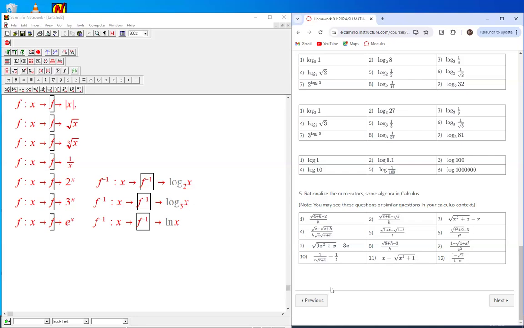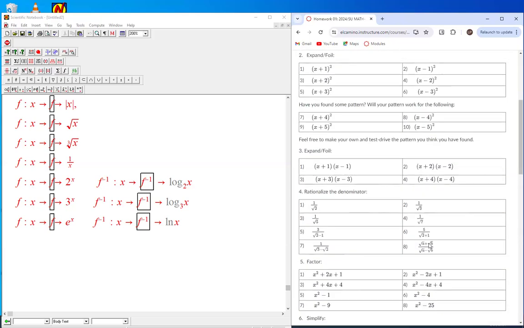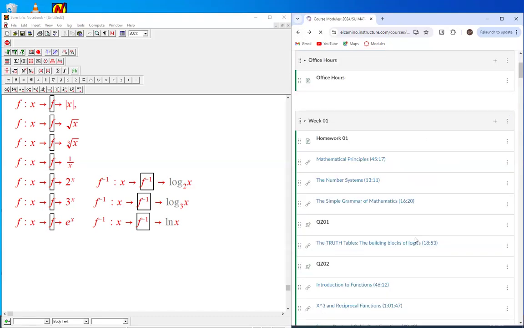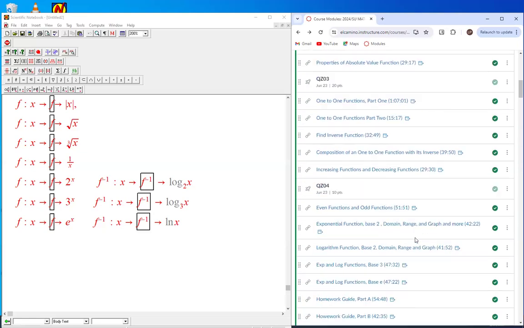And I have a homework guide on these. If you have any questions, please don't hesitate to reach out to me. I will check your work. If you have any doubt about the answers and so on, don't hesitate, just ask me. Okay, so that was the content last week. Okay, so let's look at this week.